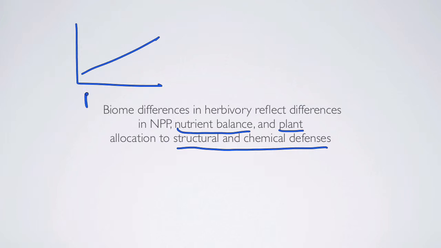So if this is our line, here's NPP, and this is herbivores, we can have systems where almost all of that material is going to be consumed, but then have systems where it's a lot less for a given amount of NPP. Sometimes the nutrient balances aren't right for herbivores, and it doesn't allow them to eat a higher proportion of NPP. And in other cases, there are structural and chemical defenses that prevent plants from being consumed by herbivores.